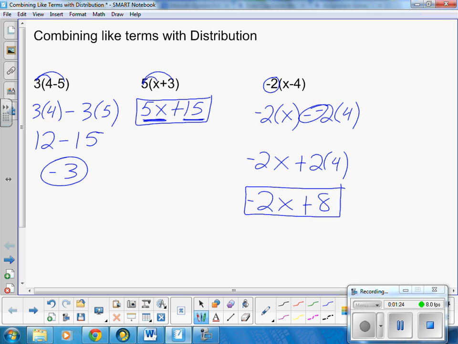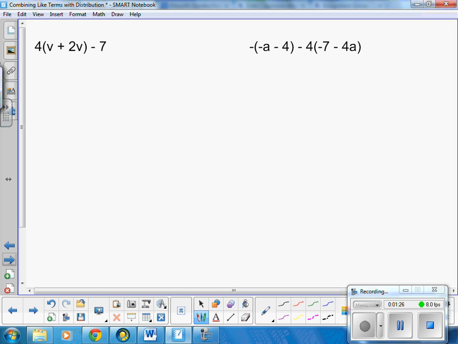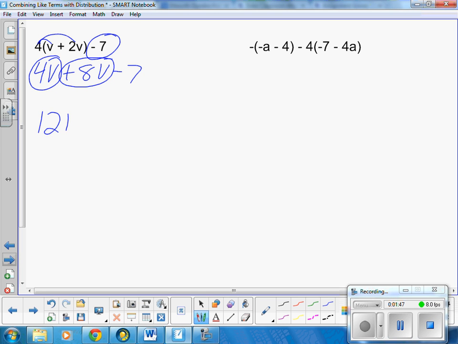All right, that was review. Now let's look at some problems. First thing I'm going to do is my distributive property, 4 times v, 4 times 2v, so I get 4v plus 8v, and then I'm still subtracting 7. The 4v plus 8v is 12v, and I'm still subtracting 7. So I get 12v minus 7.